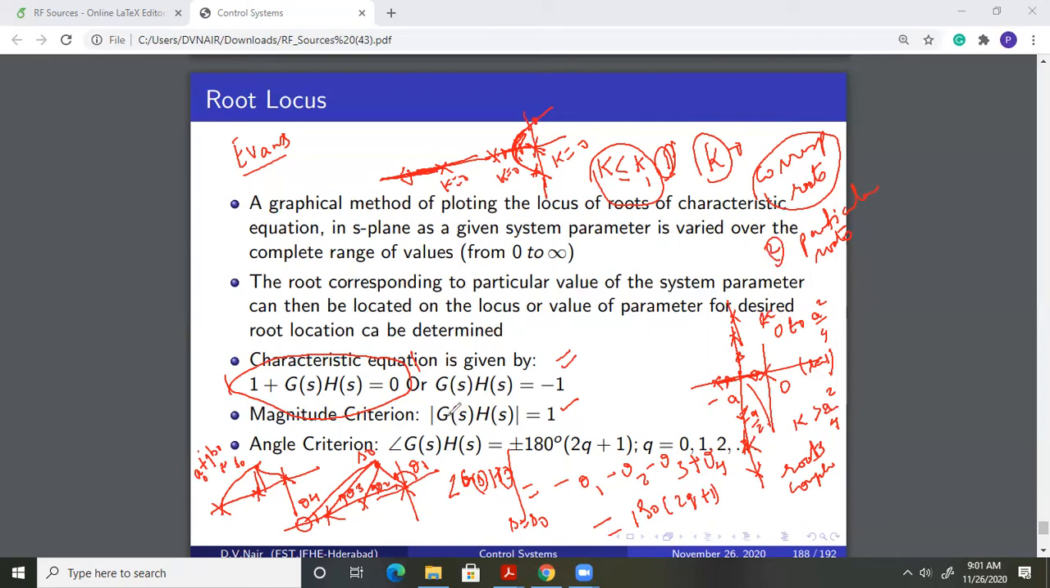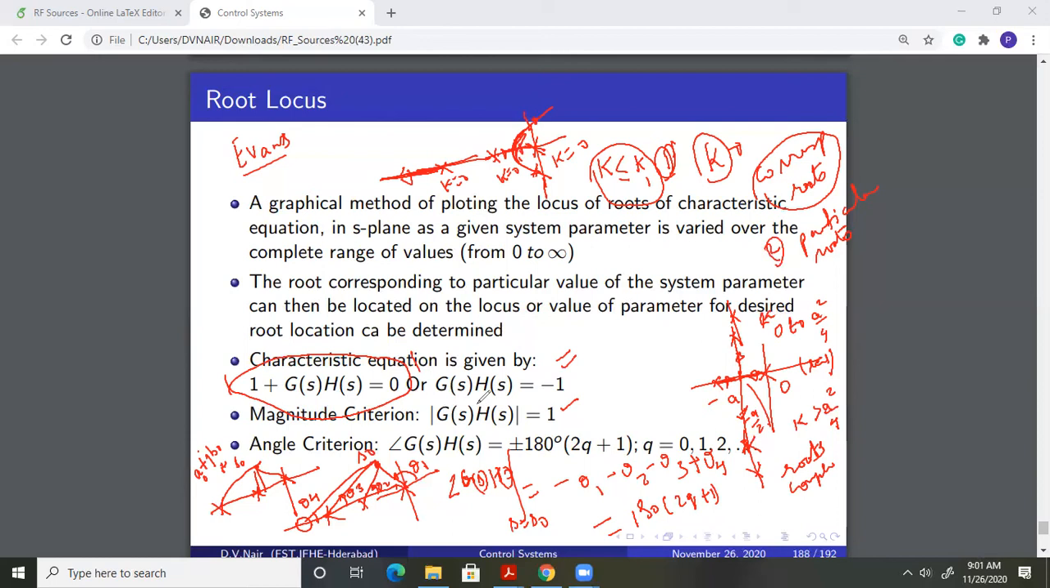And how do we find out the magnitude criteria? That one is simple, by putting S equal to S naught in GSHS, right? You must be noticing that I am always talking of GSHS. Remember, GSHS is the open loop system, but the criteria which we are using, if satisfied, will give us what? Roots of the closed loop system, right? Roots of the characteristic equation of the closed loop system, something very important.